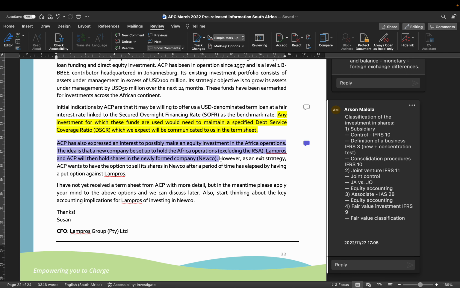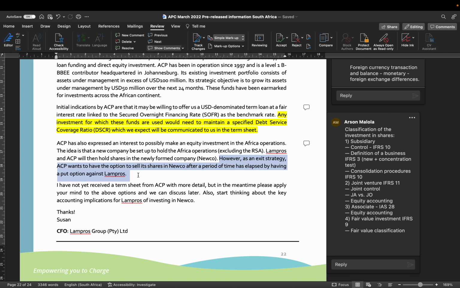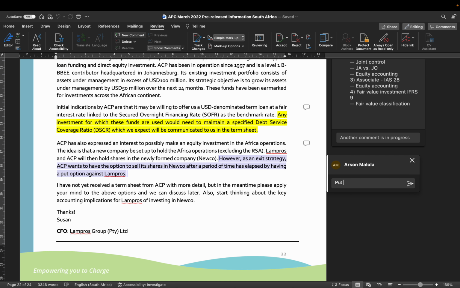However, as an exit strategy, ACP wants to have an option to sell its shares in NewCo after a period of time has lapsed by having a put option against Limpros. Okay, so we have a put option here, that's exercisable, that's issued by Limpros and held by NewCo.